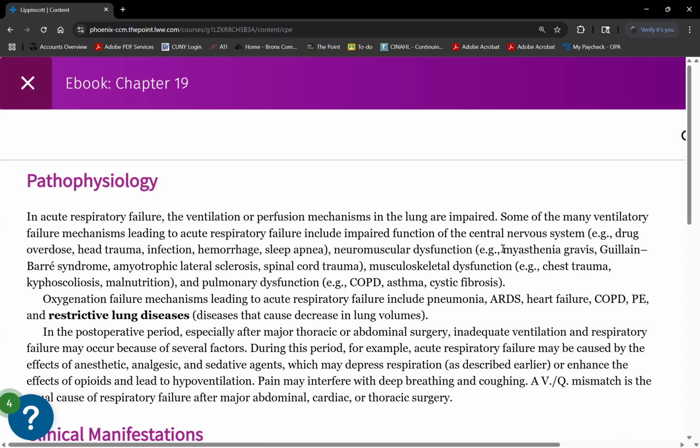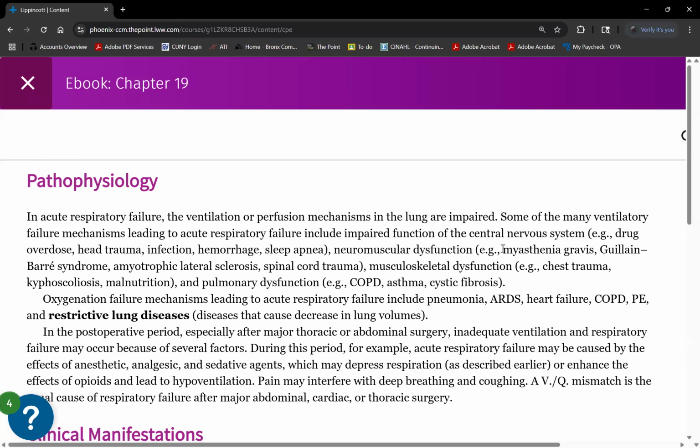Sepsis, remember? Yeah, sepsis leads to acute respiratory failure. Hemorrhage, sleep apnea, or myasthenia gravis, Guillain-Barré syndrome. These are all going to affect ventilation. Anything that causes your respiratory rate to drop, your respiratory depth to drop, that's a ventilatory failure type of respiratory failure. Okay, so we admitted with just respiratory failure? No, because respiratory failure is basically a complication from all of these conditions here.